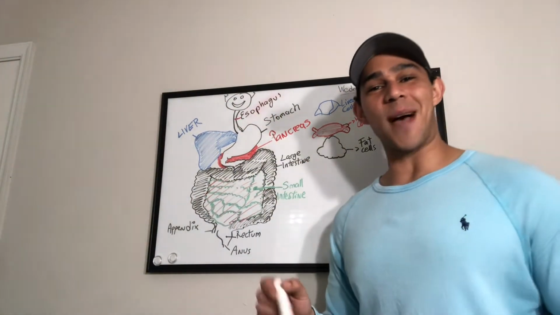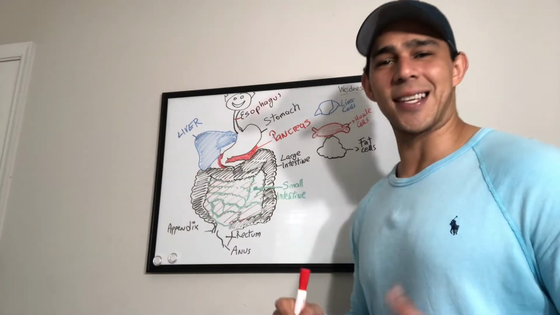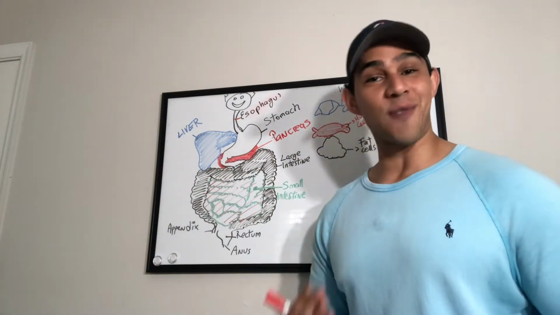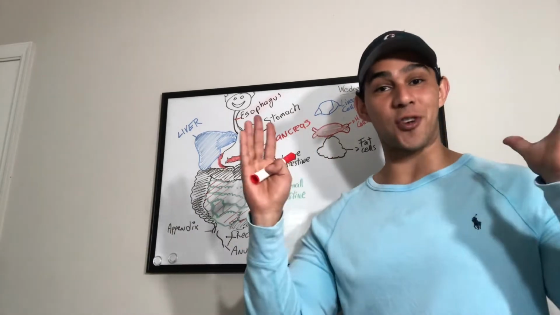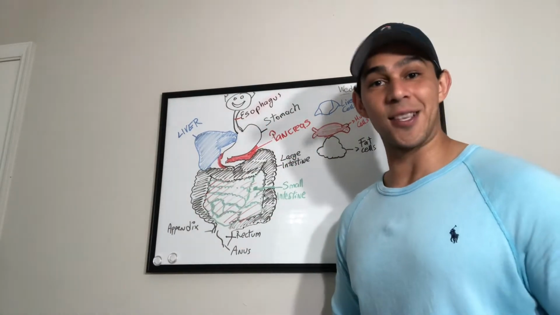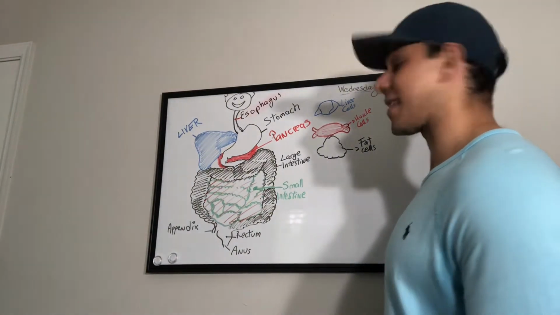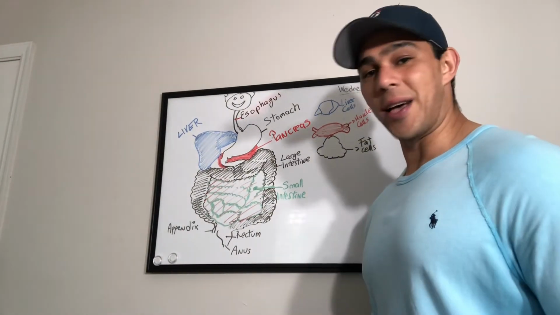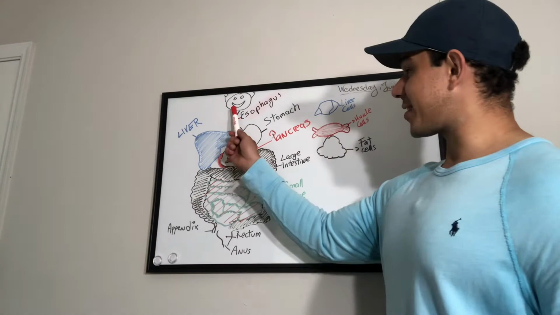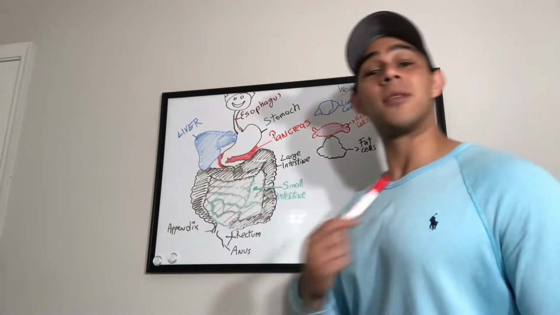So why don't we start by going through the digestive system so you guys can have an understanding of how things are arranged and really have a picture of it, which allows you to understand the science of what I'm about to explain a lot better. It's easier to understand it that way. So here we go. Let's go through the digestive system. We start with the esophagus. That's basically down at the throat level.